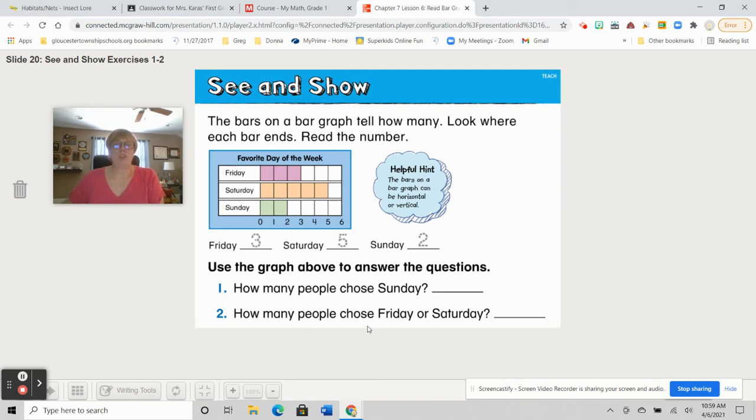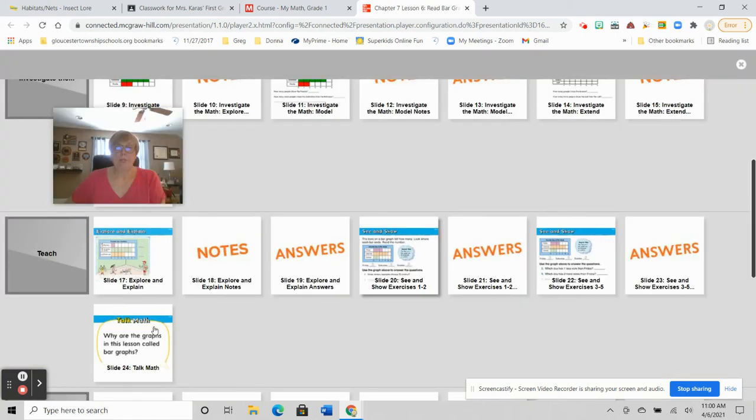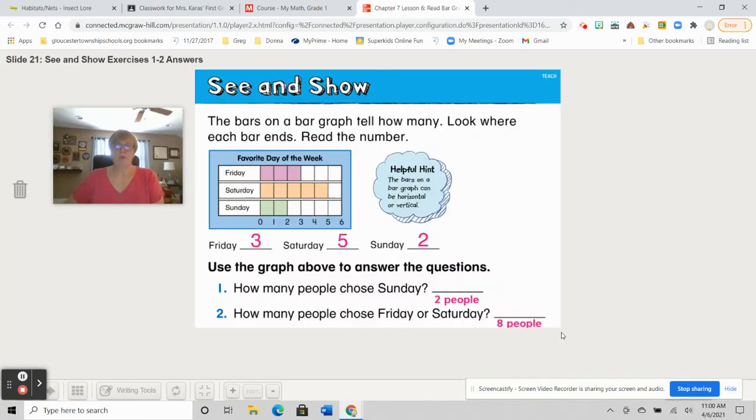How many people chose Friday or Saturday? Think carefully about that. Not and, or. How many people chose Friday or Saturday? All right, let's check our answers. You ready? Okay, and here we go.